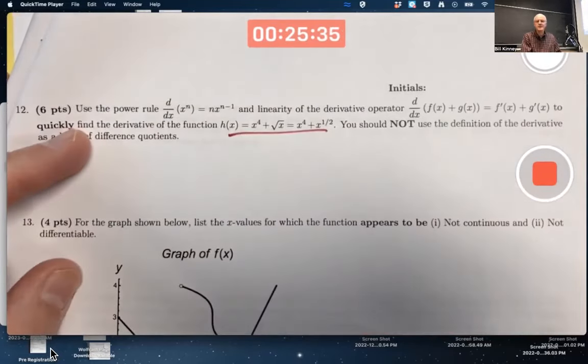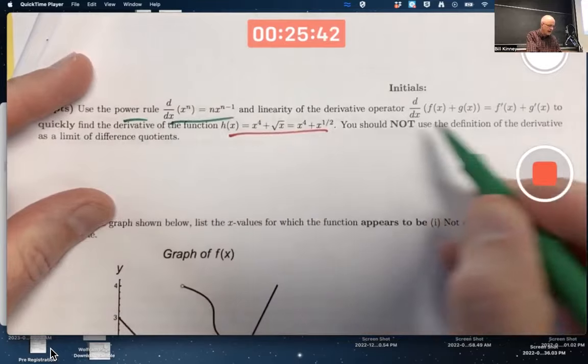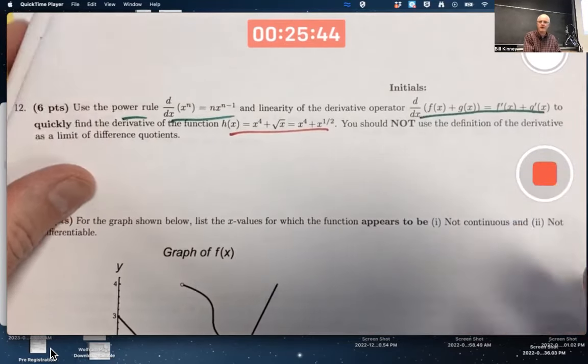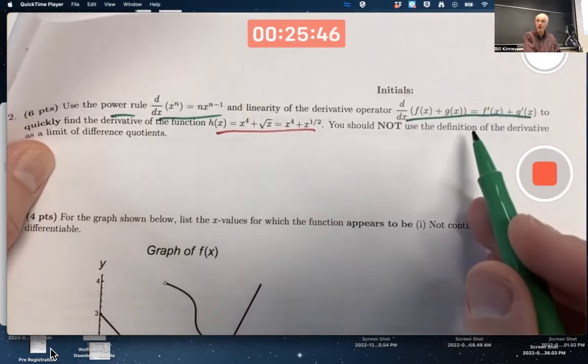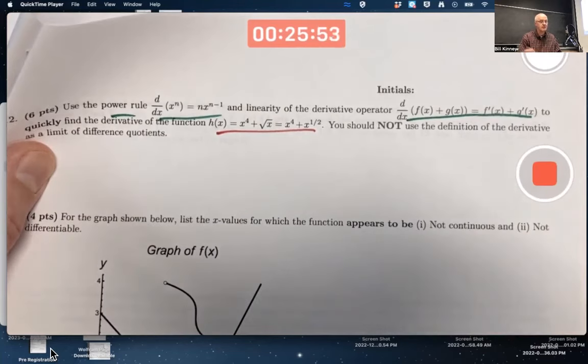h of x is this function. You're trying to find its derivative. And I'm telling you what rules to use: the power rule right there, and this linearity of the derivative operator right there. That's a 3.1 subject, but we did talk about it a week ago. And I'm telling you what it is, so you should still have been able to use it.